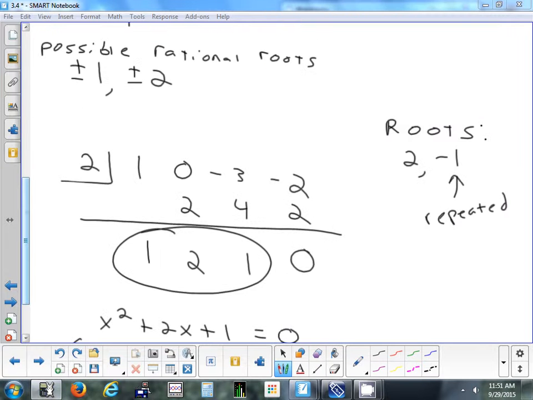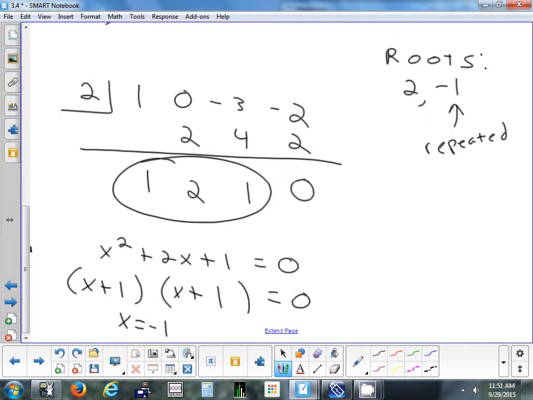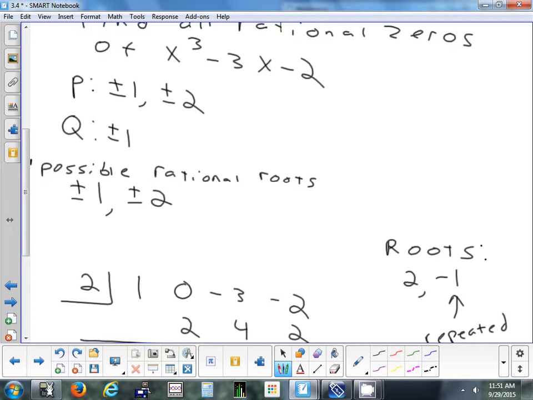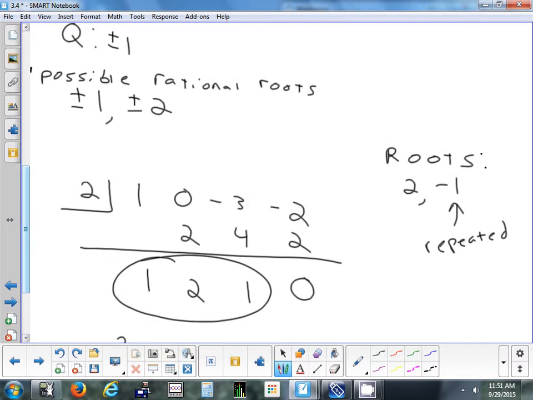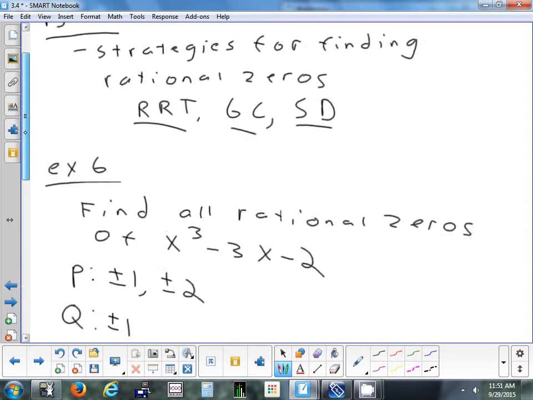Now, instead of starting with 2, you could have started with negative 1, divided through synthetically by that, got the quotient, and then factored it, and then you would have gotten the other root. As long as you can find one root to divide by, it takes your polynomial from a cubic down to a quadratic. Okay, any question on that one? All right.